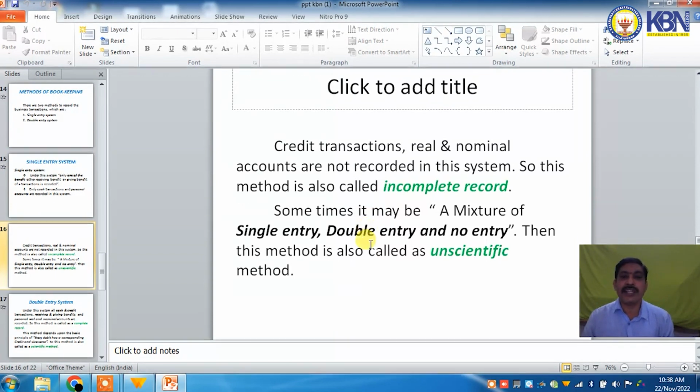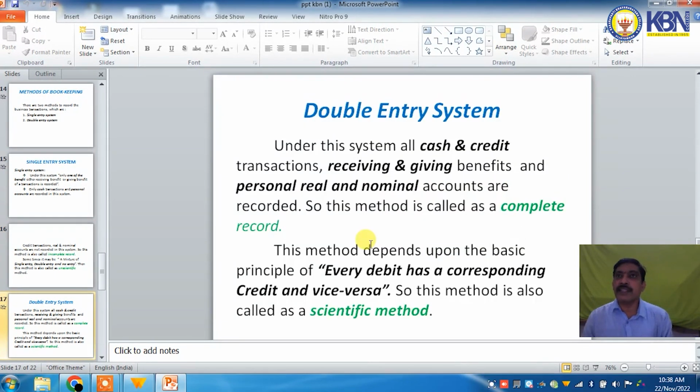Next, double entry system. Under this system, all the business transactions, that is, the cash and credit transactions, personal accounts, real accounts, nominal accounts, all receiving benefits and giving benefits, both are entered. So all the business transactions are entered completely in this method. So it is a complete record. This method depends upon the basic principle that every debit has a corresponding credit and vice versa. So this method is also called a scientific method.